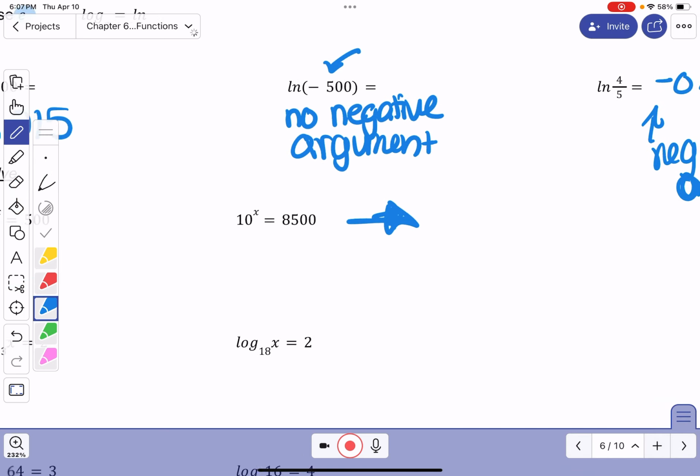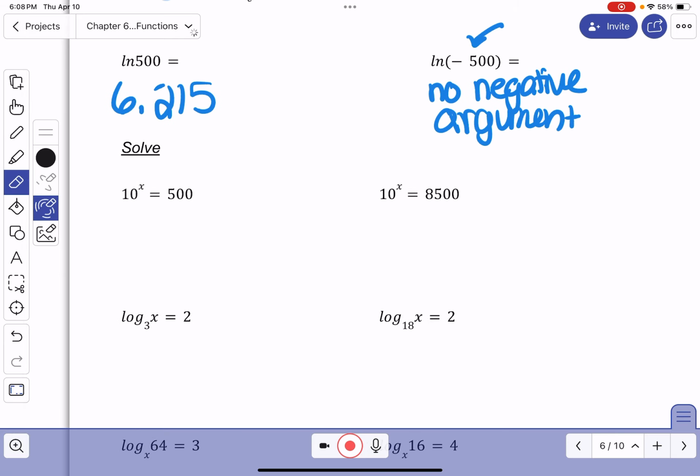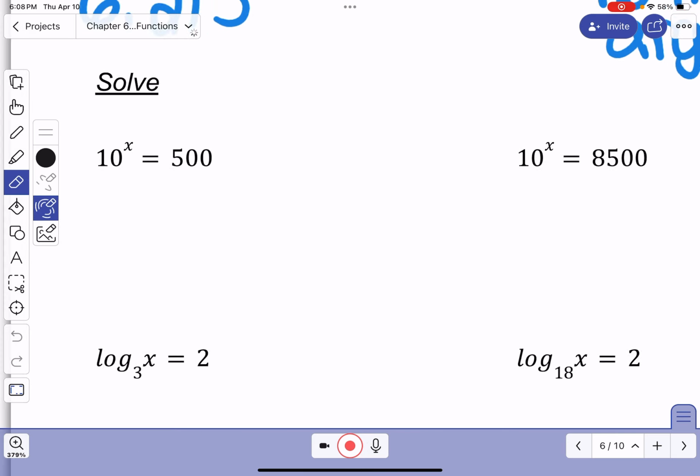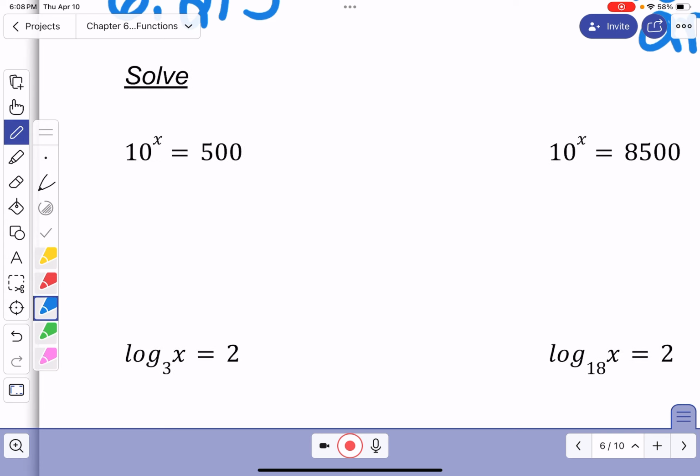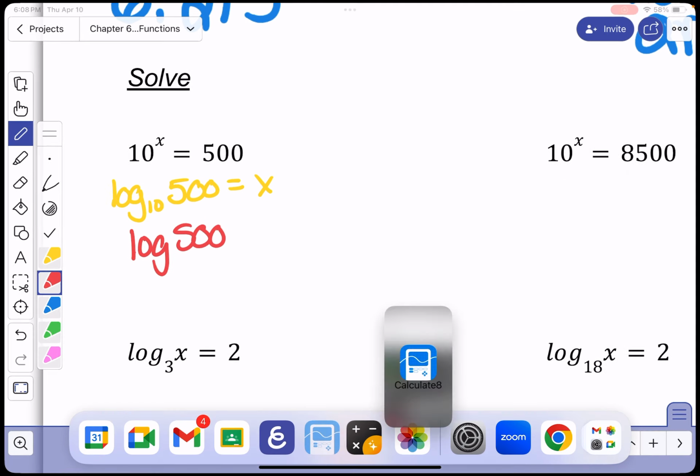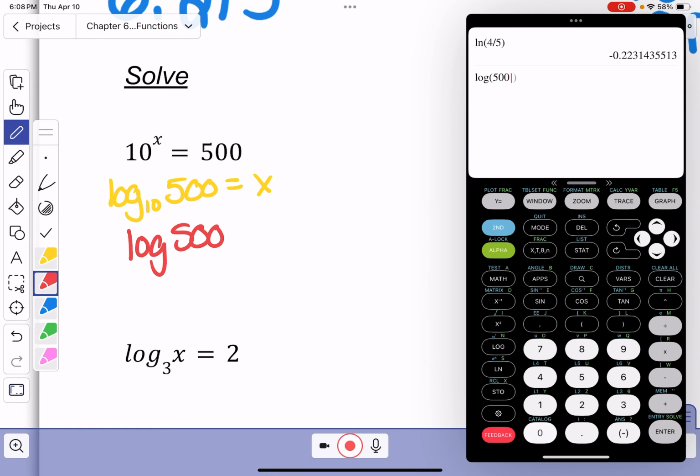All right. So now I'm going to show you how going back and forth between the two forms is helpful. Like 10, I can't do 10 times 10 or 10 times 10 times 10 to get 500. It's not possible. So instead, we're going to rewrite it. We're going to say log base 10 of 500 equals x. Log base 10 is how we write our numbers, so I can just type that right in the calculator. Log 500, and I get 2.699.